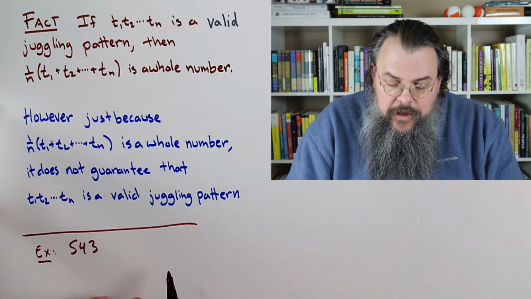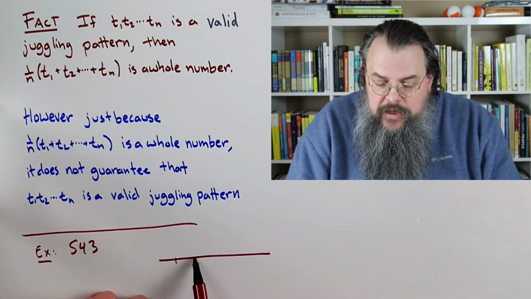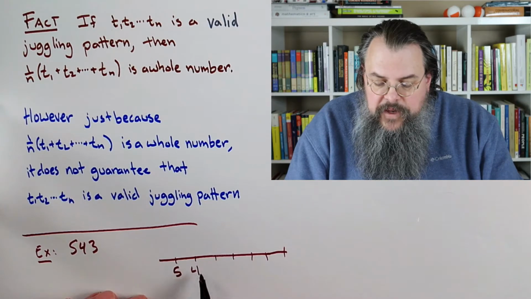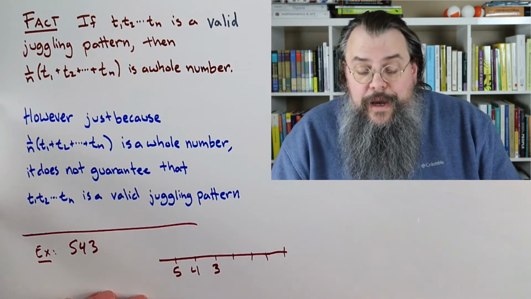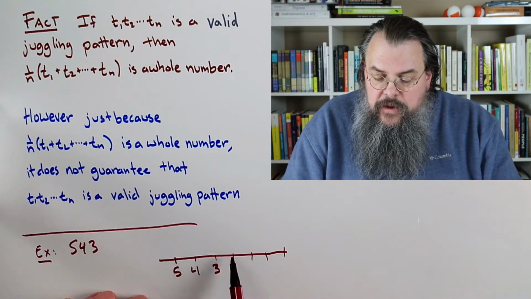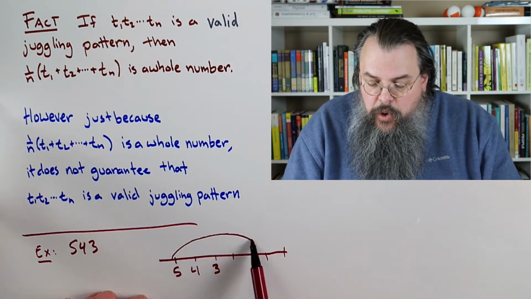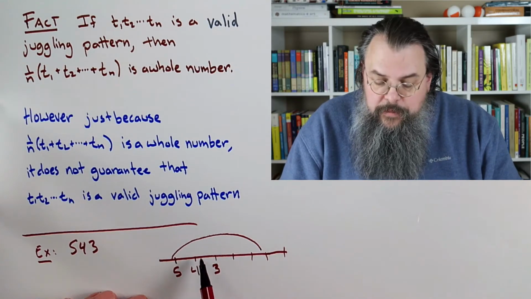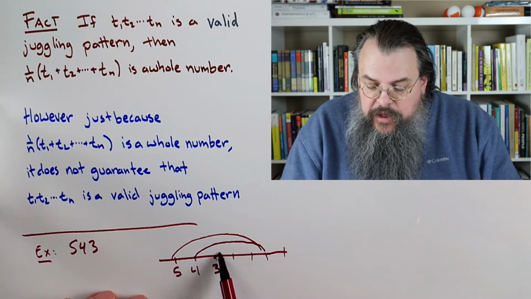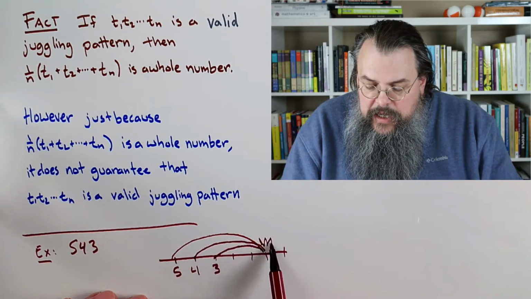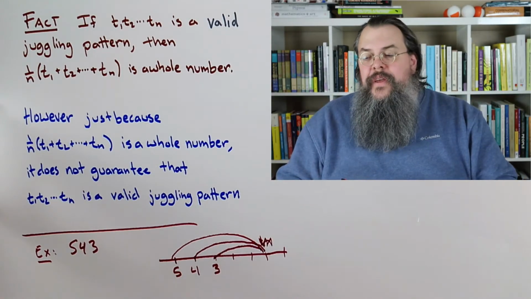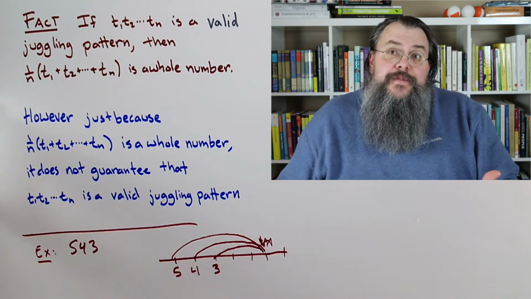Why? You can see it by looking at the beats. Suppose you throw a 5, then a 4, then a 3. What would happen? Well, the 5, when you throw it, wants to land 5 beats later: 1, 2, 3, 4, 5. The 4 wants to land 4 beats later: 1, 2, 3, 4. And the 3 wants to land 3 beats later. And there are too many balls coming in at one time. So we run into problems.